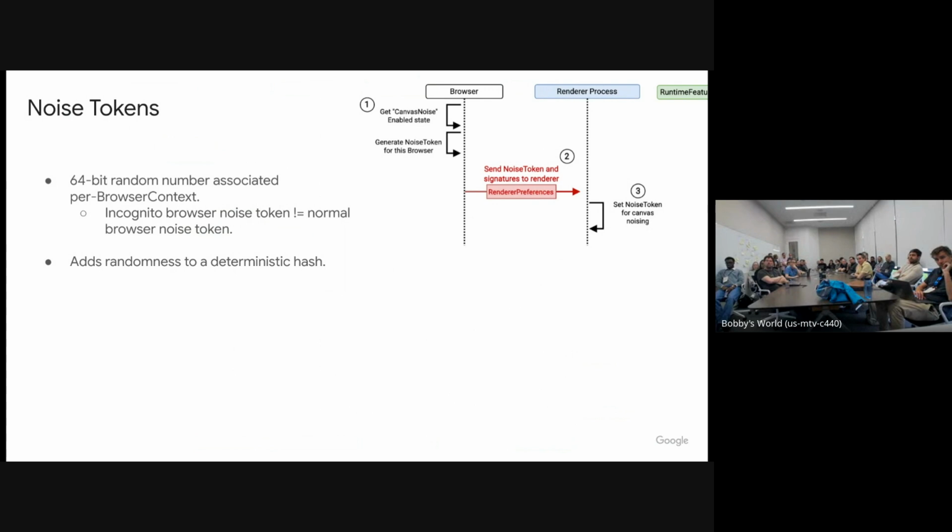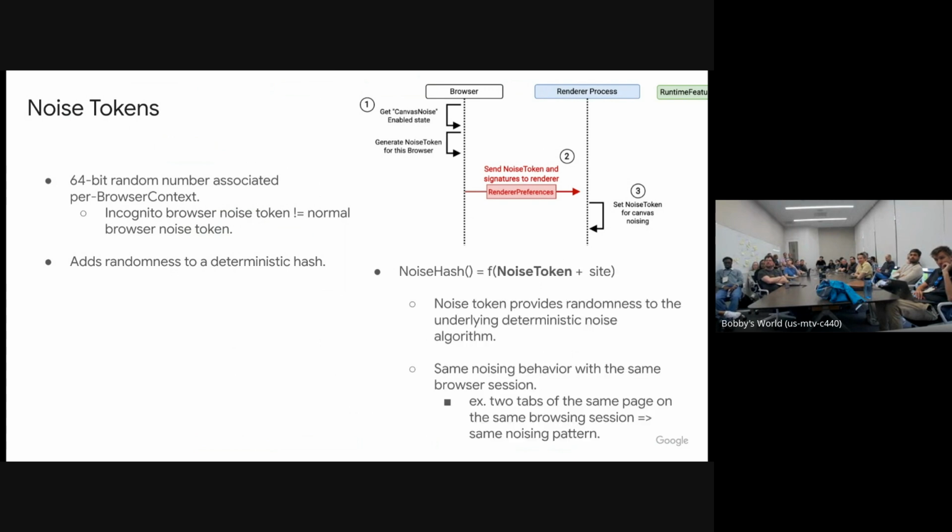So why is this really important? It adds randomness to our deterministic hash, and this hash is basically the basis for the noising algorithm that we have. You can think of the noise hash as a function of the noise token plus the top-level site that you're on. So what you will expect is that if you have 2 tabs both on CNN.com in the same browser, you'll get the same noising pattern in both. But let's say I open CNN.com in an incognito browser. In that case, CNN.com on incognito versus CNN.com on the normal browser will have 2 different canvas noises, or noising outputs. Essentially, your canvas fingerprint will be different in both cases.